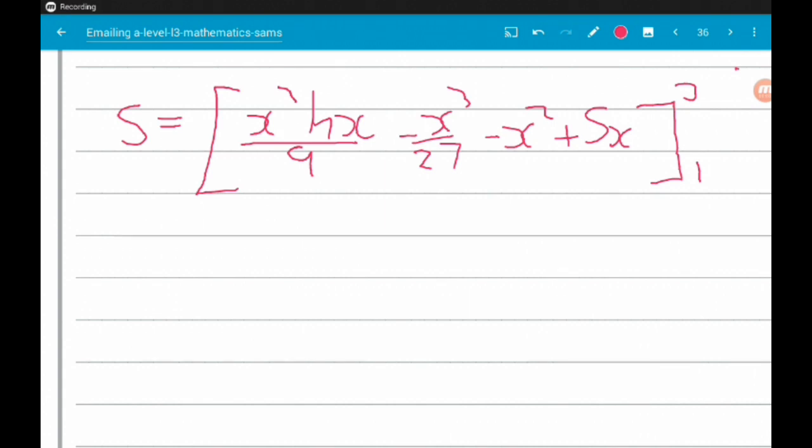Okay, nice and slowly then. So when x is 3, x cubed is 27. So the 27 cancels with the 9 and gives us 3 log 3 minus x cubed over 27. It's going to be 27 over 27. So that's minus 1. And then minus 9. And then plus 15.